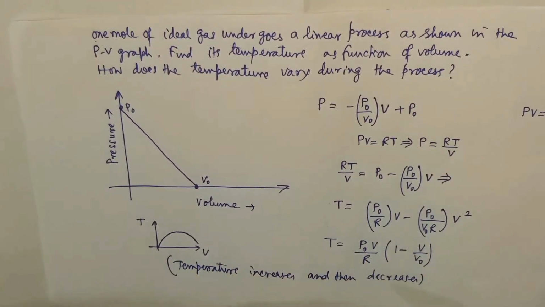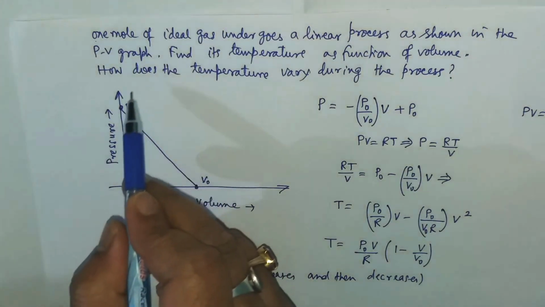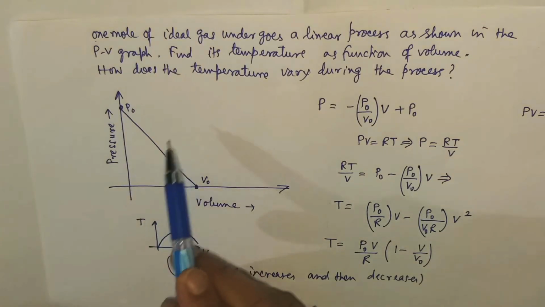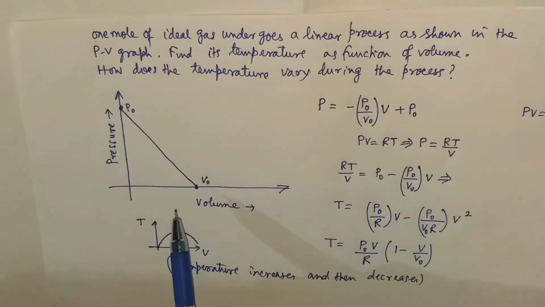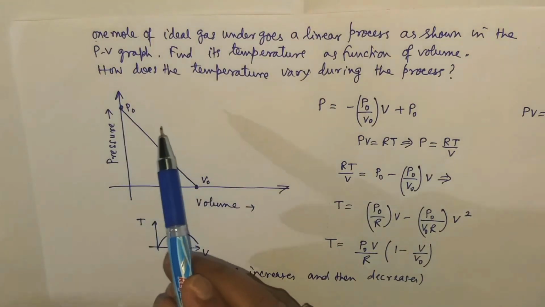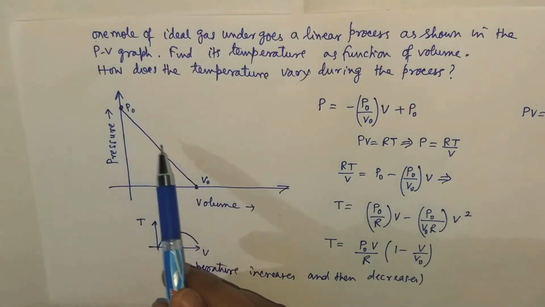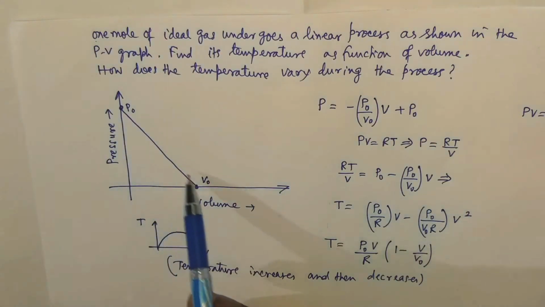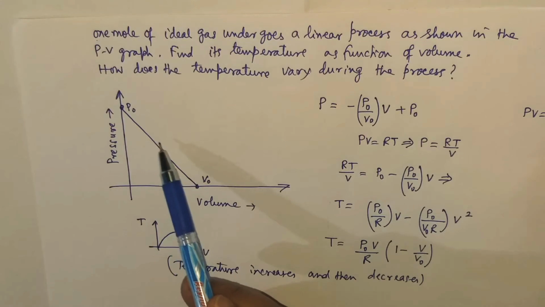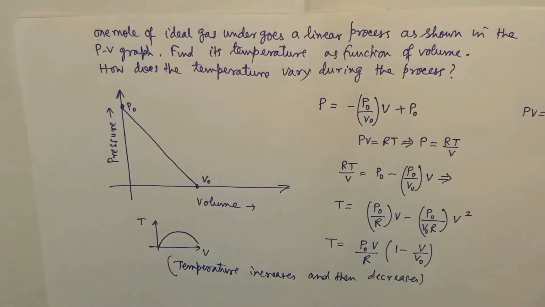It can also be understood by drawing many isotherms. If you draw isotherms, then what will happen? The more the distance from the origin, the greater will be the temperature. So one of the isotherms may lie on P naught and V naught like that. So you can say that as we are moving from one point to the other point along this process, the temperature increases, somewhere in the middle, near about the middle, the temperature will be maximum, and then the temperature decreases. That's the nature of variation of temperature with volume.